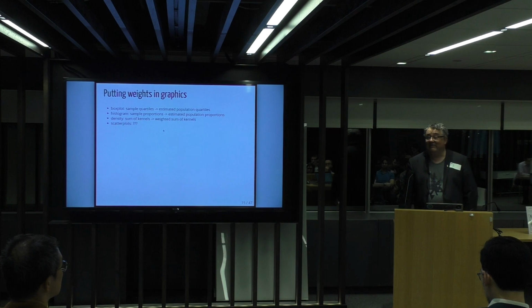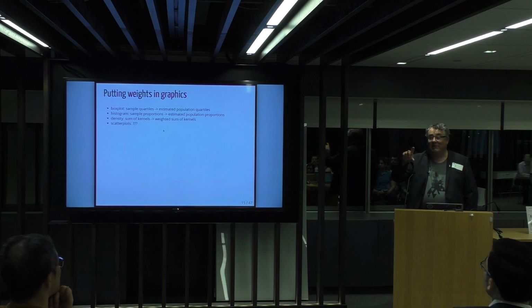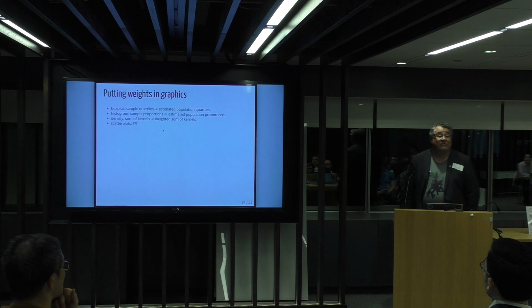And sometimes that's easy, putting the weights into graphics. A box plot, for example, you just need quartiles. And so instead of sample quartiles, you can use estimated population quartiles, the weighted estimates. A histogram, the box height depends on the number of observations in the box, once you work out the width and so on. And instead of the sample number, you can use the estimated population number. A kernel density estimate is just a sum of little bumps, little kernels, and you can do a weighted sum of little bumps. So those are all fairly straightforward.